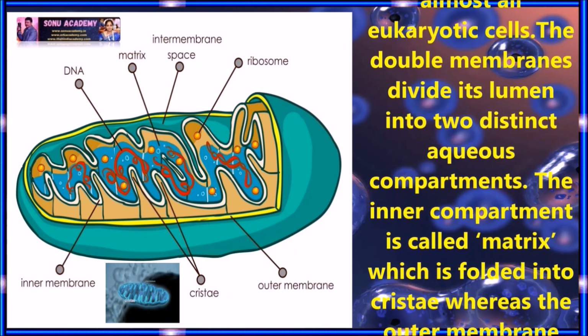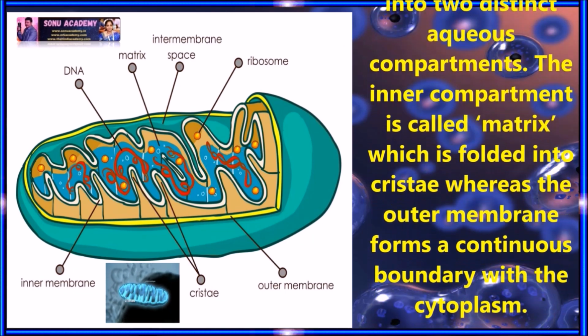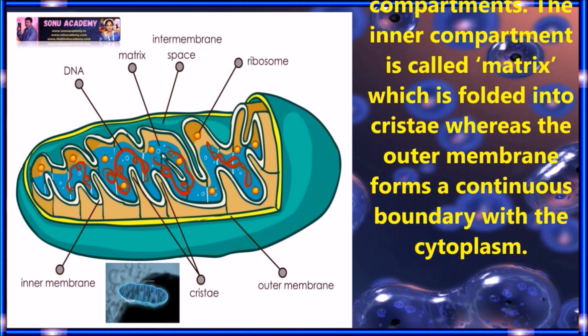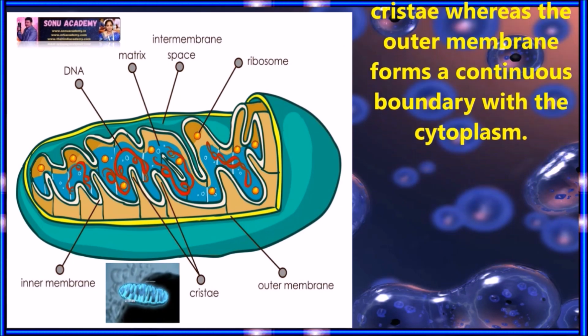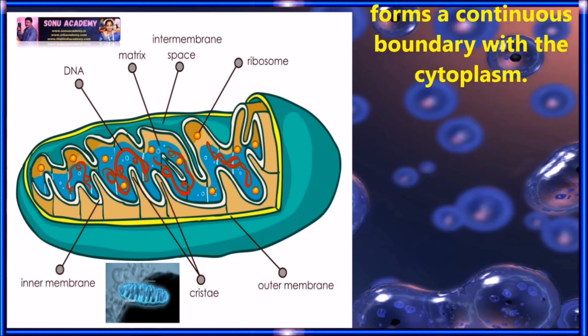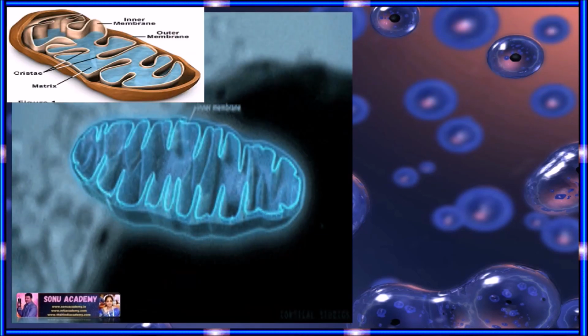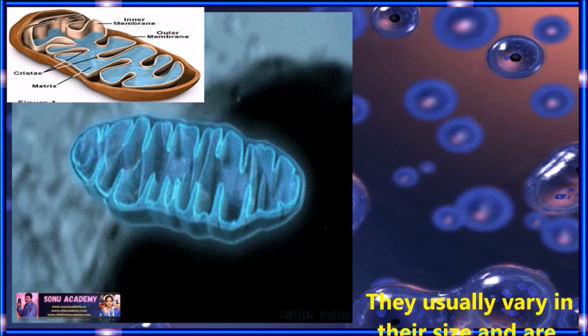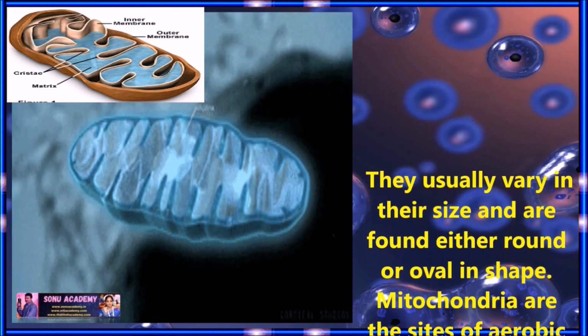The double membrane divides its lumen into two distinct aqueous compartments. The inner compartment is the matrix, which is folded into cristae, whereas the outer membrane forms a continuous boundary with the cytoplasm. They usually vary in their size and are found either round or oval in shape.